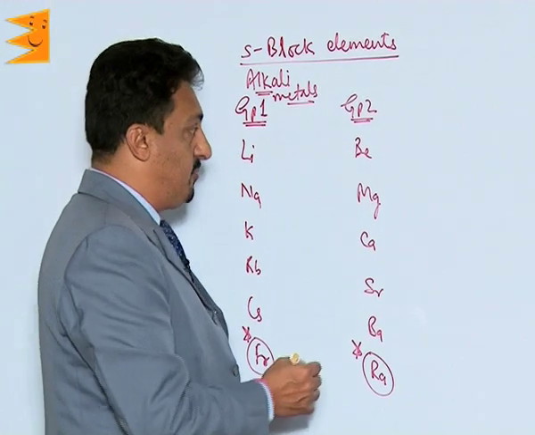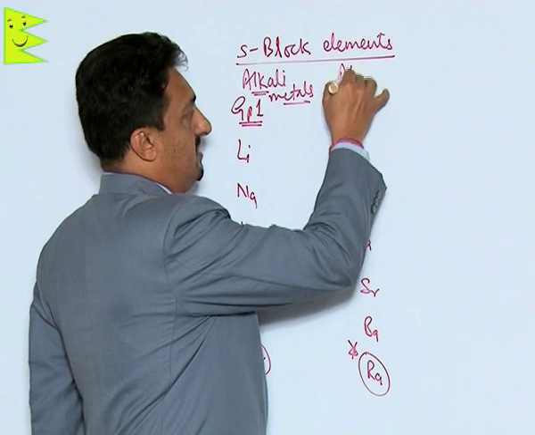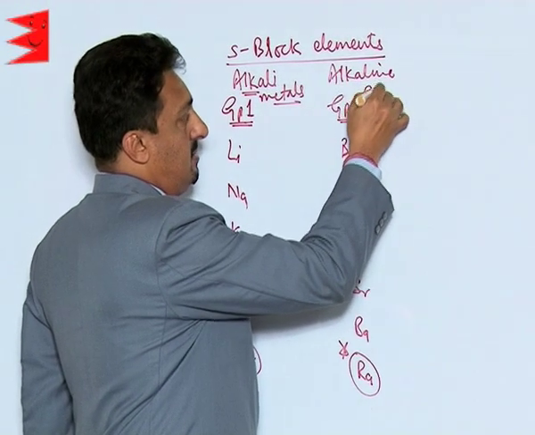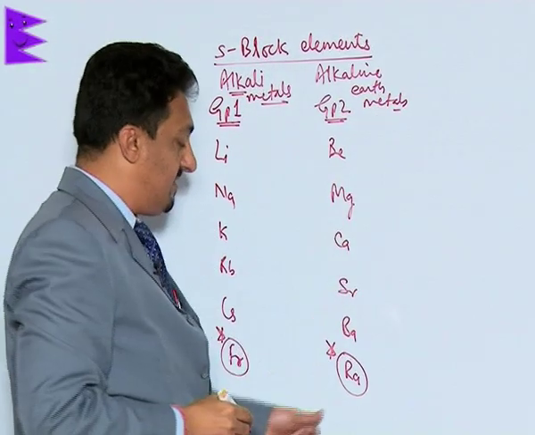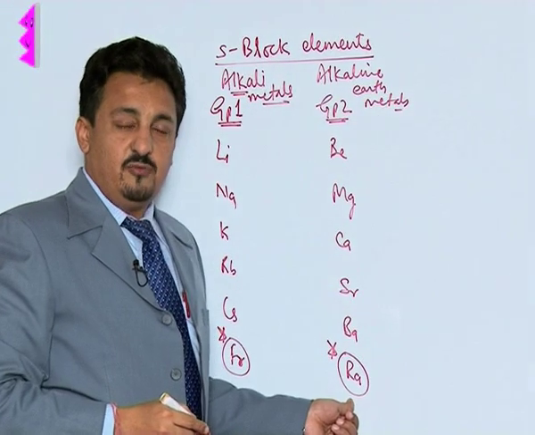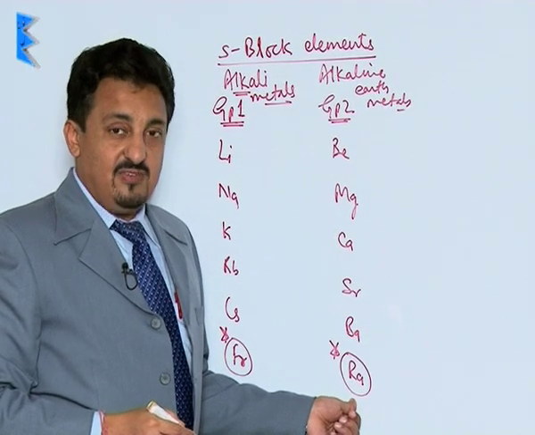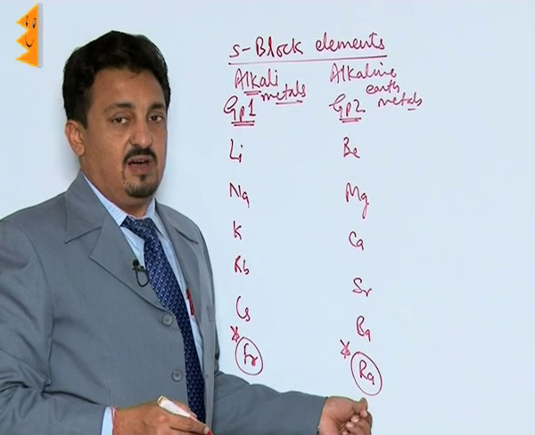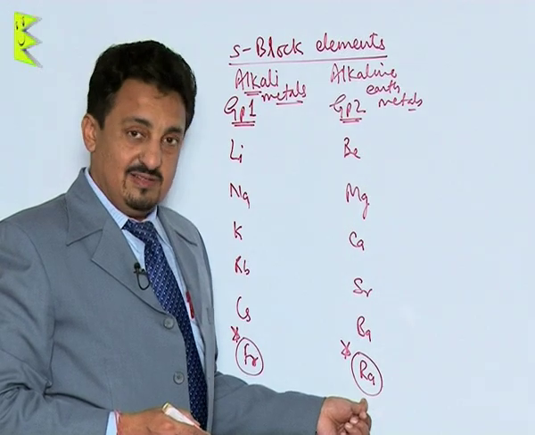Now these group 2 elements of the S block are called alkaline earth metals. The reason is, yes, they also combine with water, forming hydroxides which are alkaline, basic in nature, and they and their compounds are very abundantly available in the earth's crust. That's why we call them alkaline earth metals.